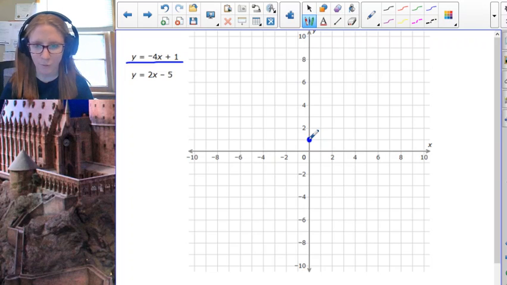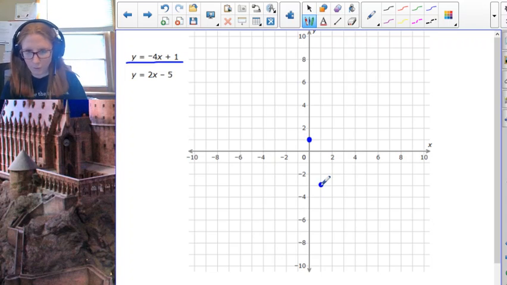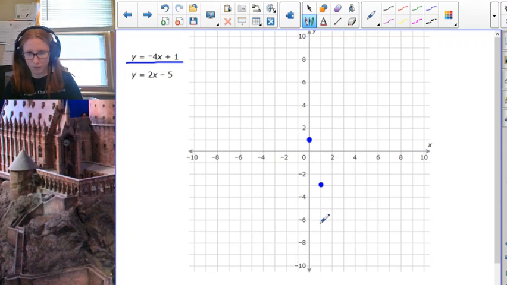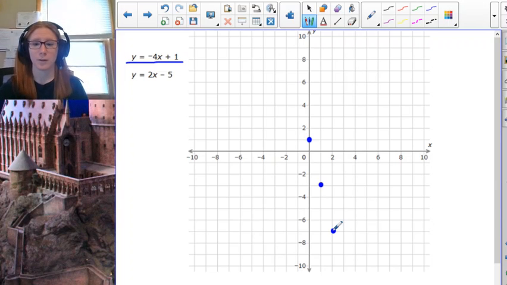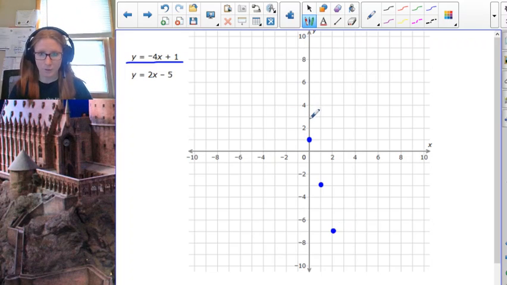So we're gonna start up 1. Got a slope of -4, so down 4, 1, 2, 3, 4 to the right 1. Angle on my computer is not the best. So up 4, left 1, and up 4, left 1. And let's connect those dots.